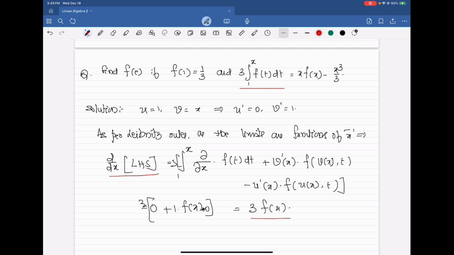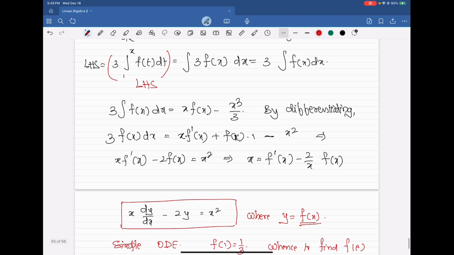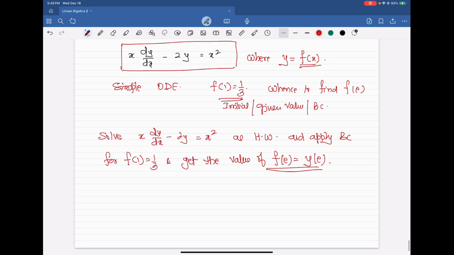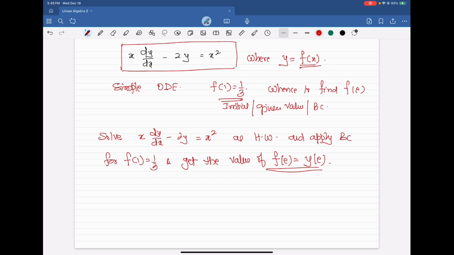From the given problem, we will arrive at one particular differential equation. If that differential equation comes in a general form like an ODE, we can solve it and get the values of the function for the given conditions. This is how Leibniz rule is to be applied.